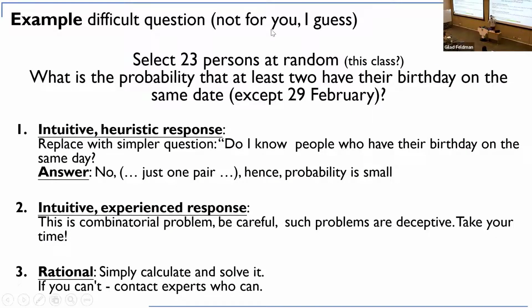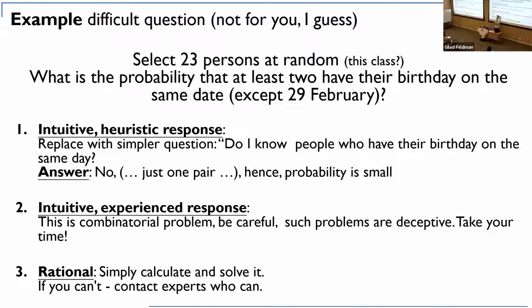So when you look at this question of 23 persons at random, the intuitive heuristic response is, do I know people who have the same birthday on the same day in this classroom or in classrooms? So very similar to what you did. So very intuitive heuristic. The experienced one is either, I faced similar questions before and therefore I know that it's a coin toss or 50-50, or you can say, my experience tells me that this professor is trying to trick me. Therefore, I will not rely on my intuition. I will do something differently.